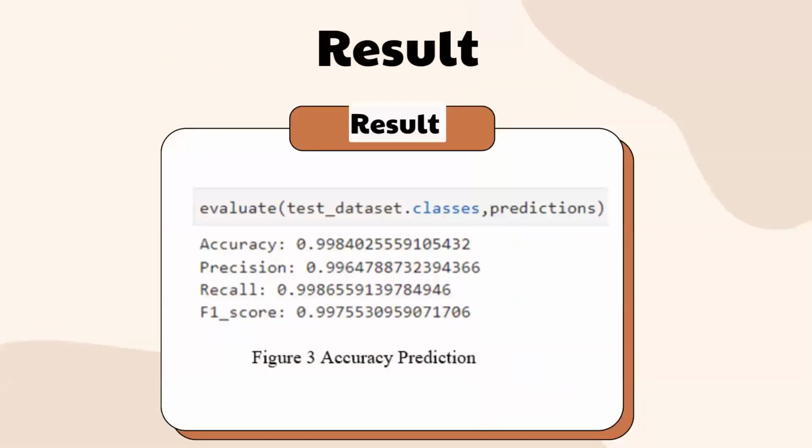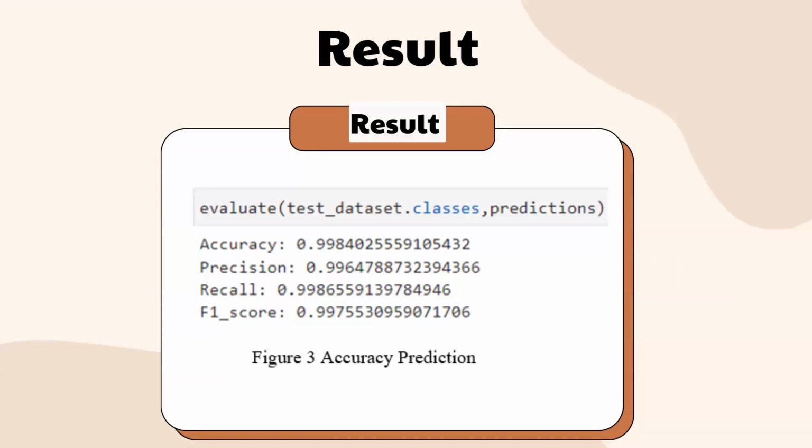Before going to the results, I want to define each term for you. Accuracy is the ratio of true positives plus true negatives divided by the sum of all comparison matrix values, including true positives, true negatives, false negatives, and false positives. That comes out to be around 0.998, or 99.84%. Then precision, which is true positives divided by true positives plus false positives, is 99.64%.